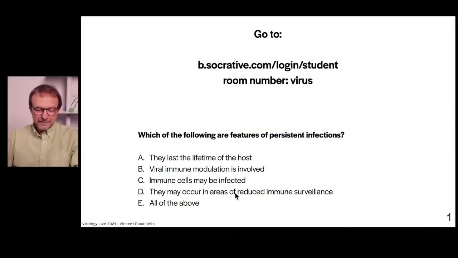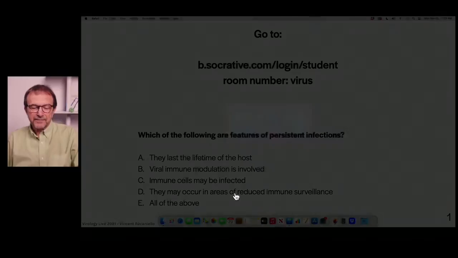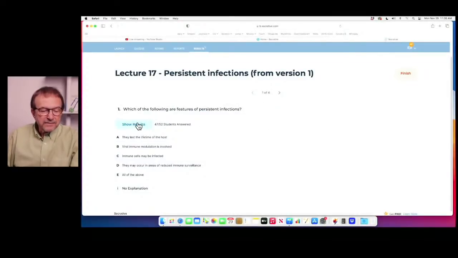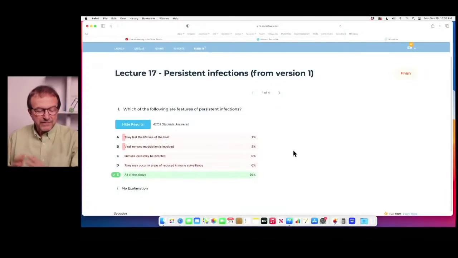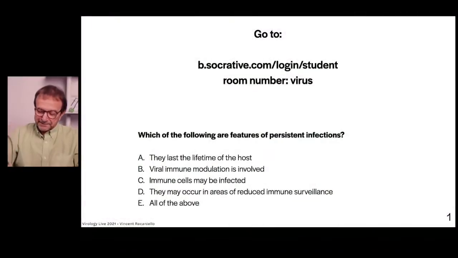Now let's get to the quiz. All of the above, of course. Which of the following are features? They last the lifetime of the host. Immune modulations involved. Immune cells may be infected. They may occur in areas of reduced immune surveillance. It's all good. All true.